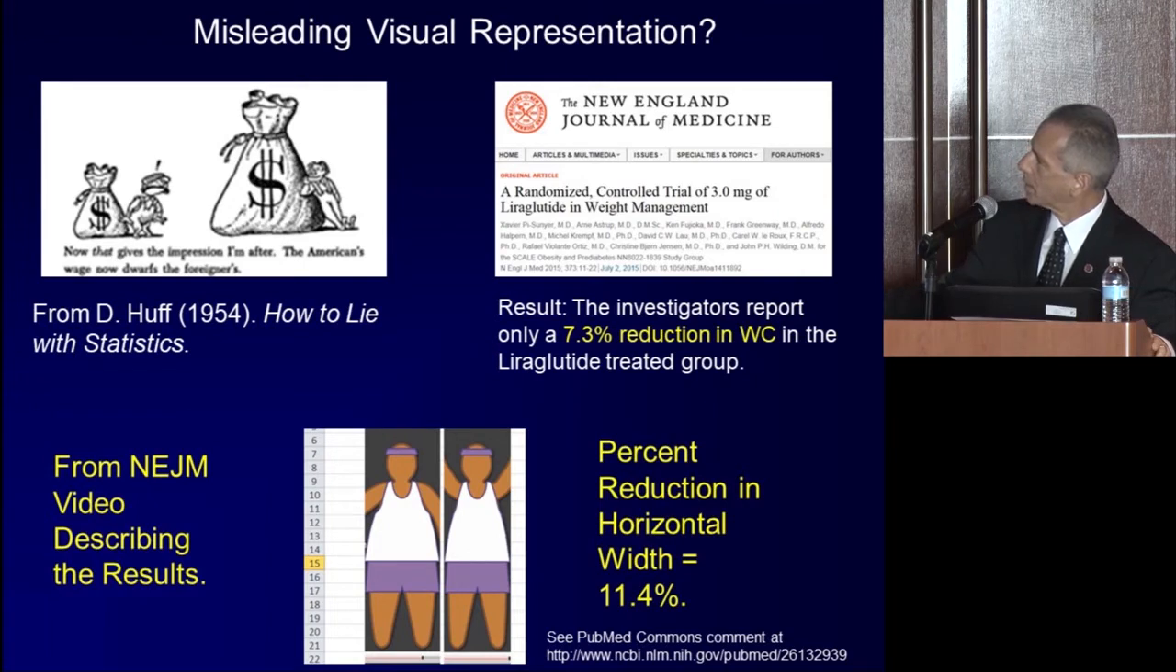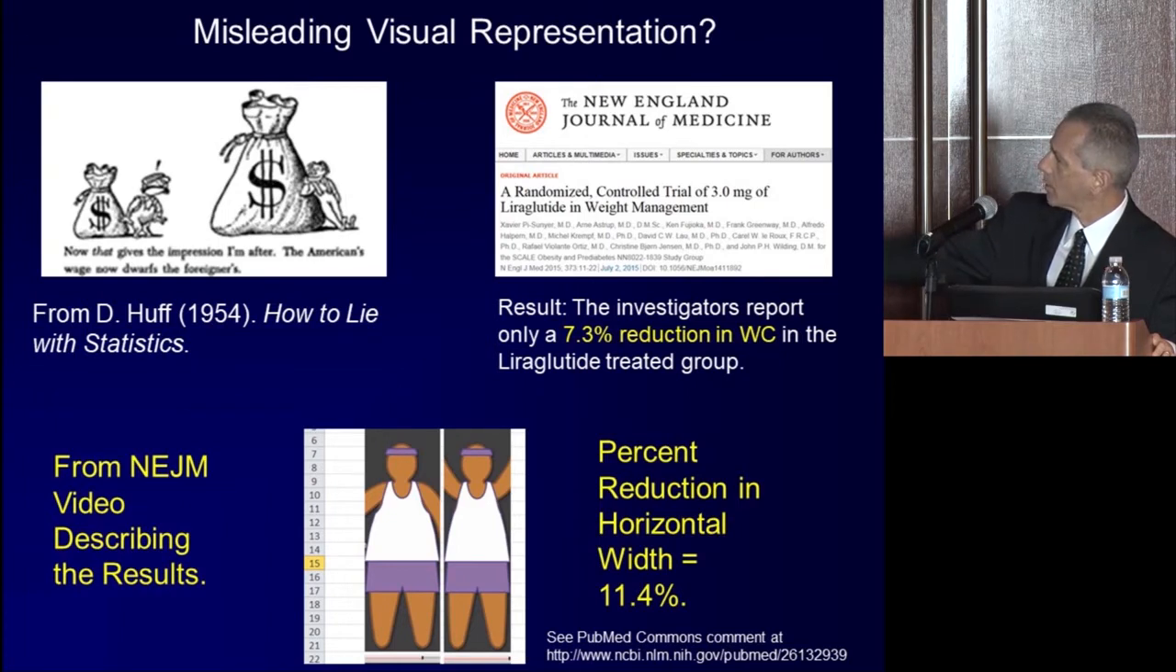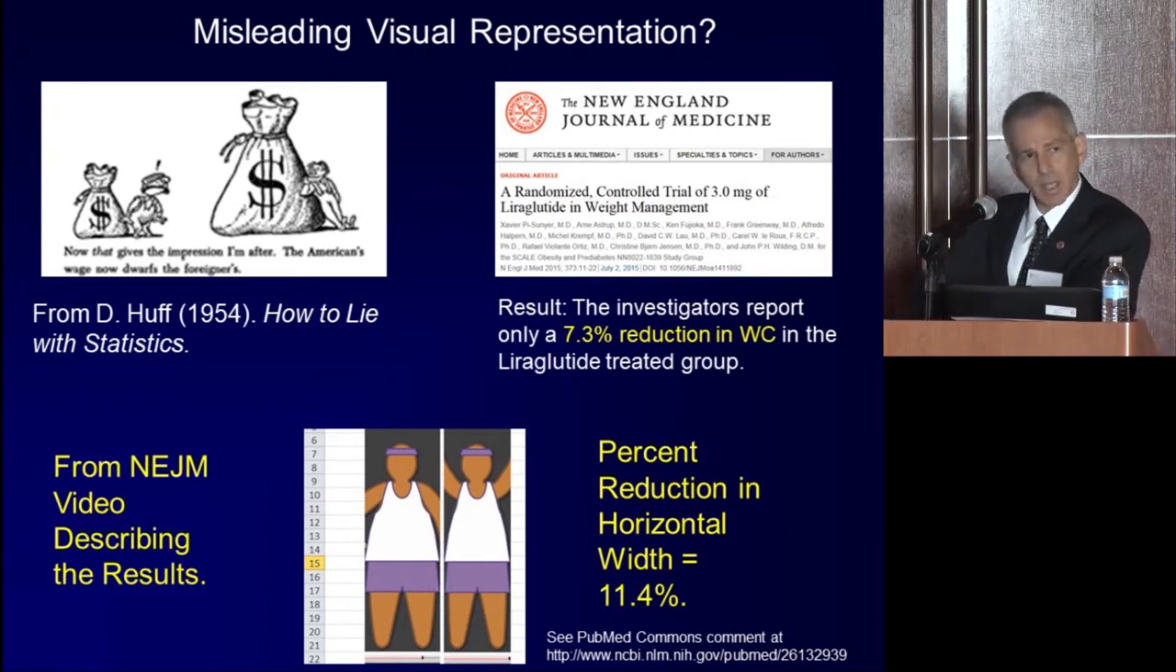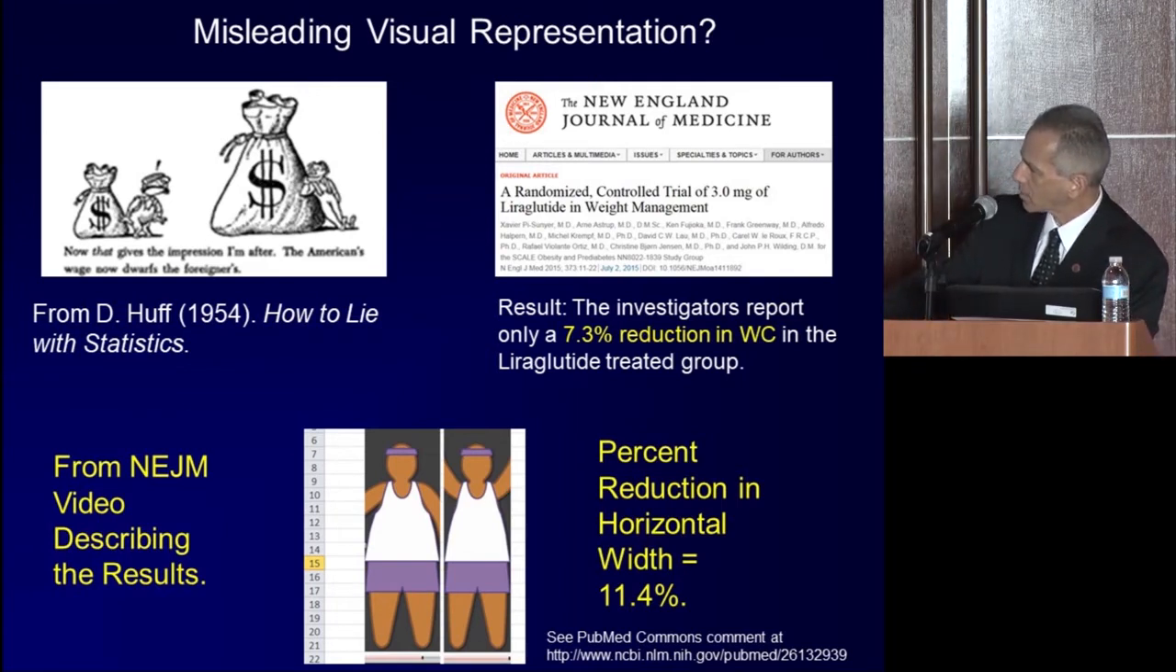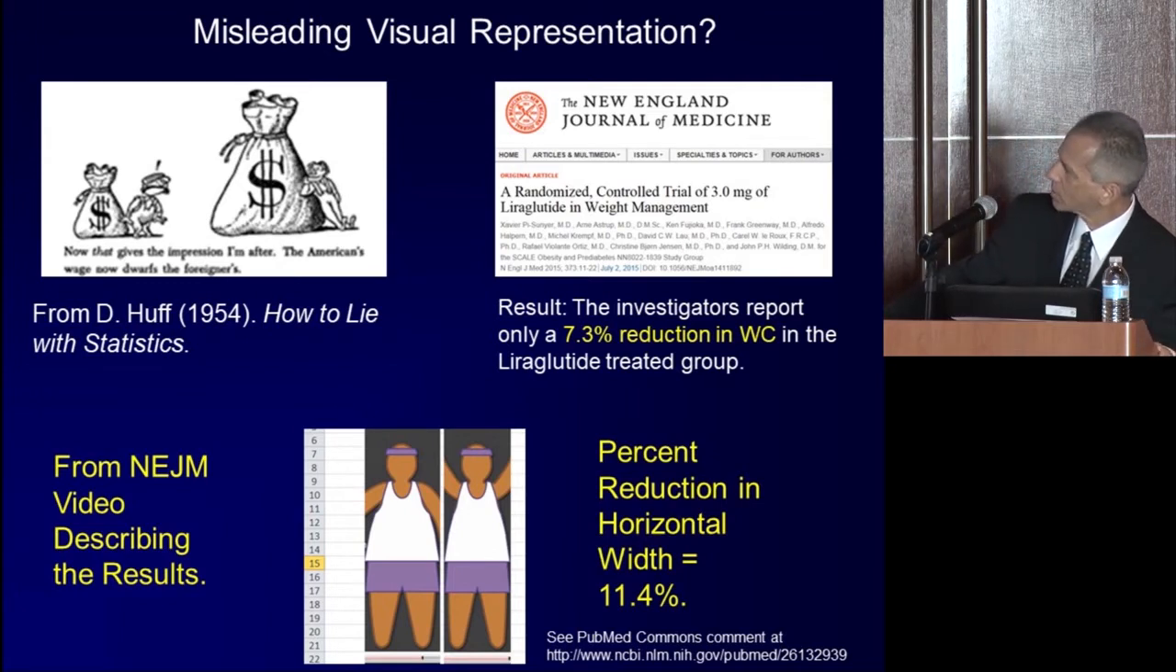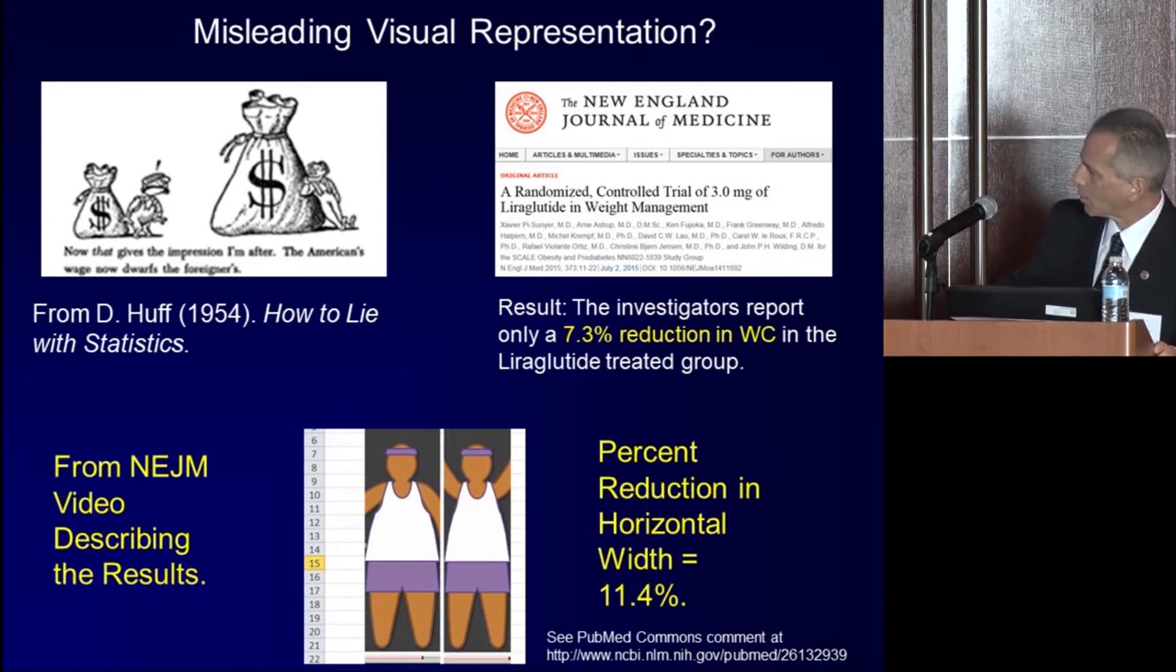So with that in mind, I saw this paper come out a few years ago, and it was a randomized controlled trial of a drug for obesity. It's an injectable drug, and the investigators reported a 7.3% reduction in waist circumference with liraglutide. And they had this little cartoon. I'm not animating it here, but if you go on their website, it's animated, and it shows this somewhat obese person, and they take this big syringe and they stick it in themselves and push it, and then the person starts to shrink until they get down to this size. And I looked at it and I said, that looks like more than 7.3%. So I got my son to get his ruler from school, and we measured it, and it was 11.4%.